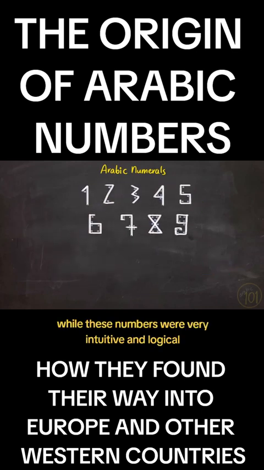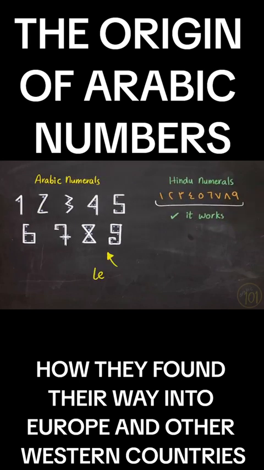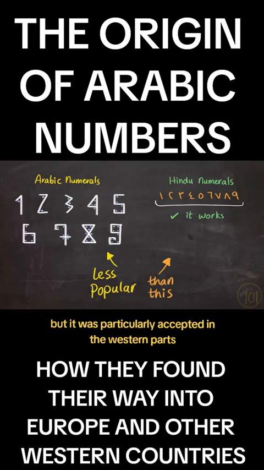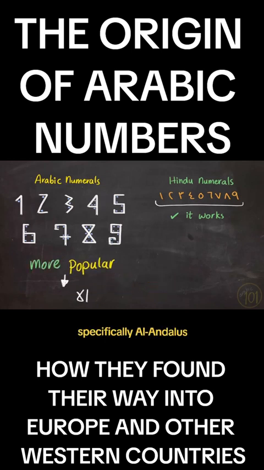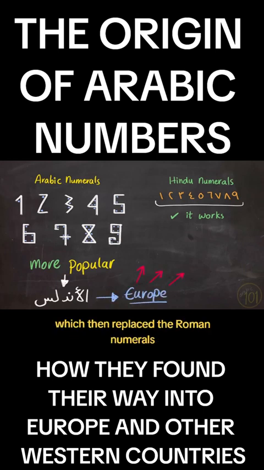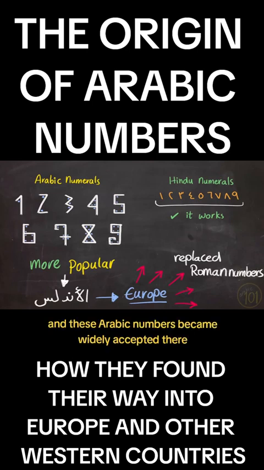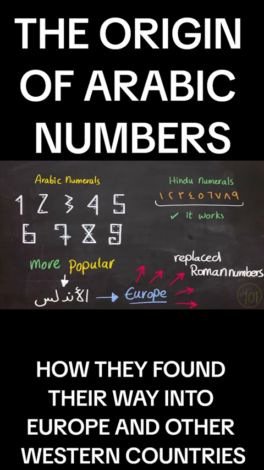While these numbers were very intuitive and logical, they were not vastly adopted by Arabs, but it was particularly accepted in the western parts, specifically Al-Andalus. And from there, it found its way to Europe, which then replaced the Roman numerals, which also had problems of their own. And these Arabic numbers became widely accepted there and are used until this very day.